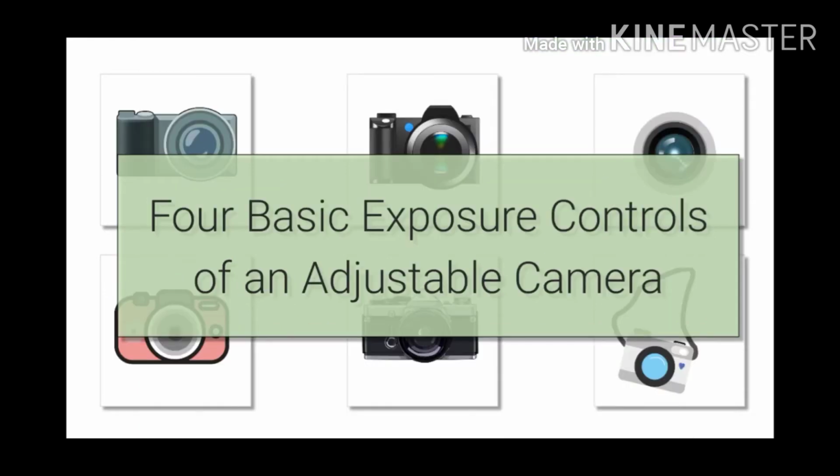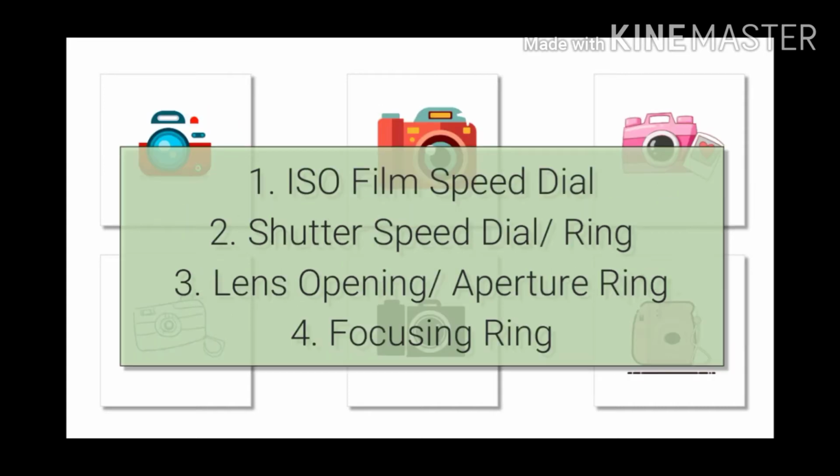Dito naman tayo sa 4 basic exposure controls of an adjustable camera. Number 1, ISO film speed dial. Number 2, shutter speed dial or ring. Number 3, lens opening or aperture ring or focusing ring. So, mag-stay put lang tayo sa number 1 and number 2.